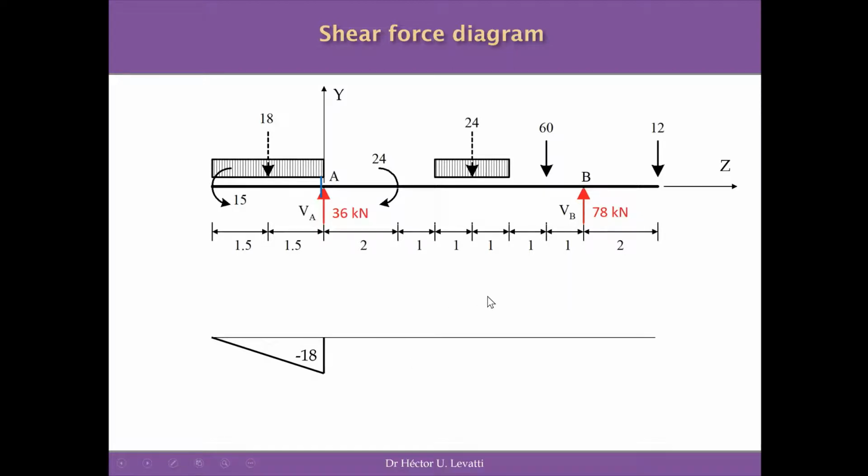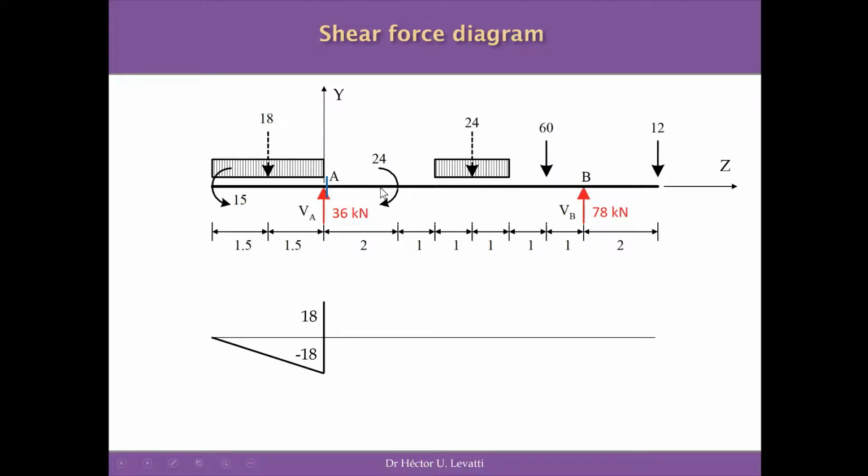After that, if we move our analysis to the cross-section exactly after the reaction, we realize that the shear force at this cross-section is equal to minus 18 plus 36, which is equal to 18. So after the point A, after the pin support, what we are going to have is a shear force diagram equal to 18, which is again 18 minus 18 plus 36. So this shear force becomes positive after the pin support.